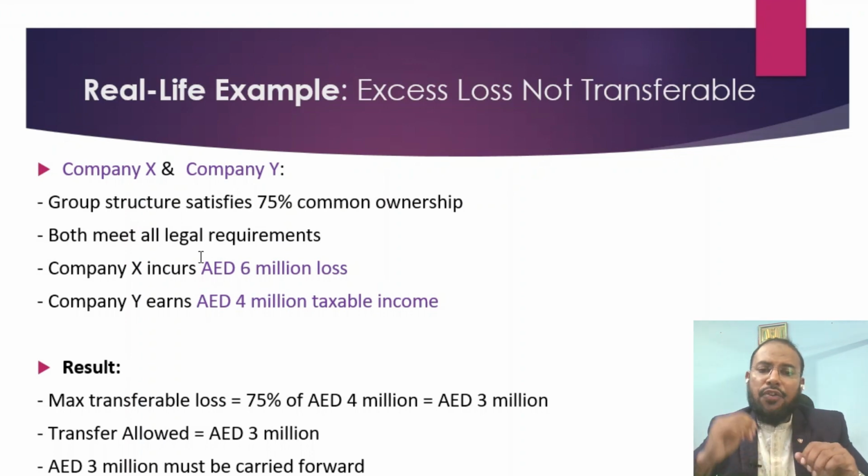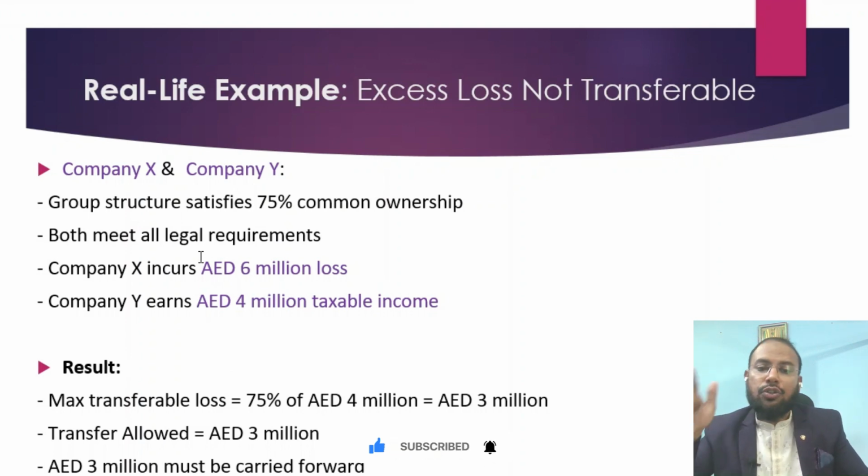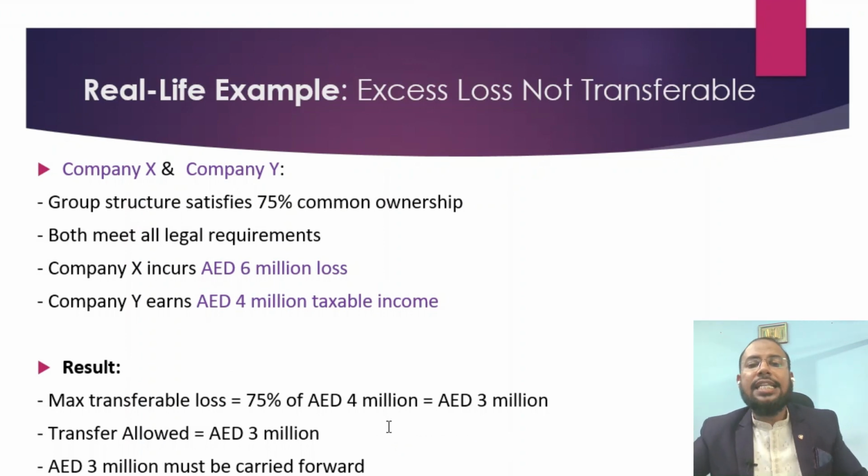What will be the result? We need to calculate 75% of what? Not of 6 million, because that is the loss. We need to calculate 75% on the taxable income. So 75% of 4 million is 3 million. How much loss can be transferred? Only 3 million. The actual loss is 6 million, but we can transfer only 3 million, and the balance 3 million we can carry forward. I hope you understand. This is a simple scenario which I considered as a real life example.